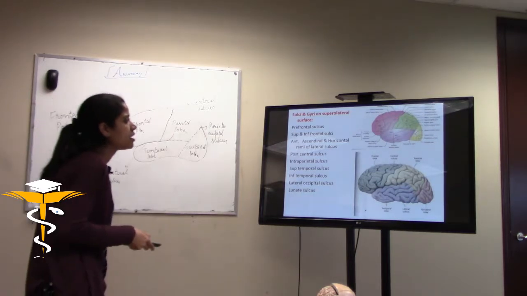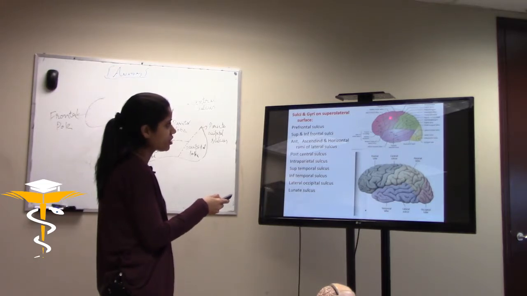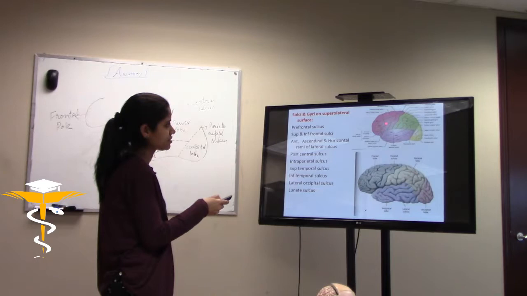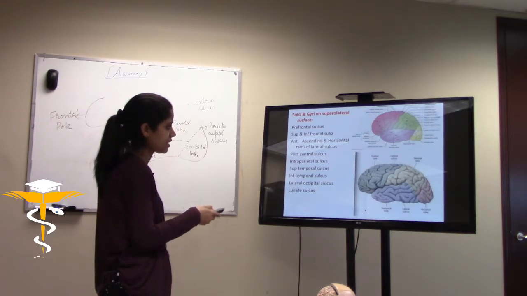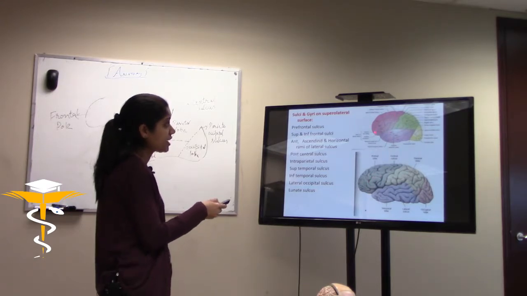In front of the precentral sulcus, you will come across two other sulci which are running horizontally and forwards towards the frontal pole, and they are named the superior frontal sulcus and inferior frontal sulcus. So this one is the superior frontal sulcus, whereas this one is the inferior frontal sulcus. Again, in this picture, this is the superior frontal sulcus, and this is the inferior frontal sulcus. So there are three main sulci in the frontal lobe: the precentral sulcus, superior frontal sulcus, and inferior frontal sulcus.